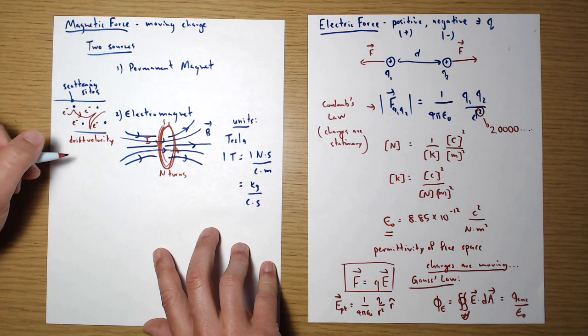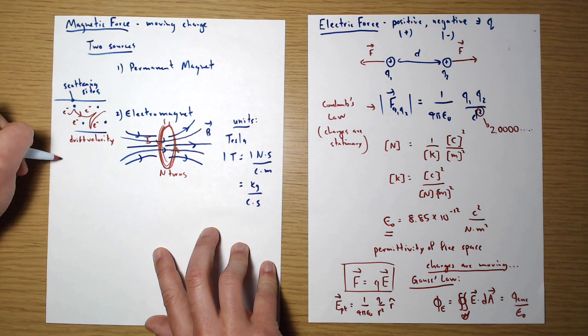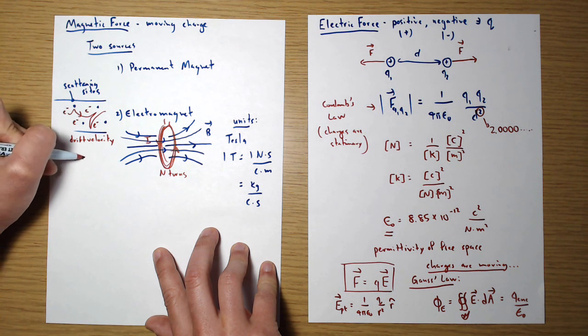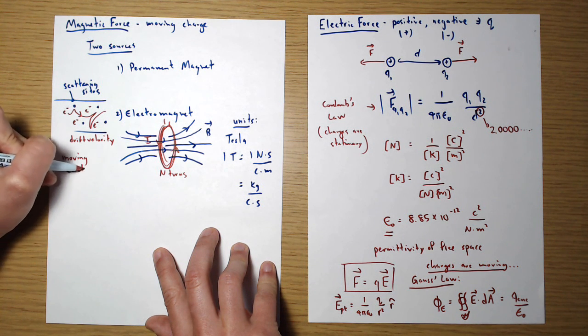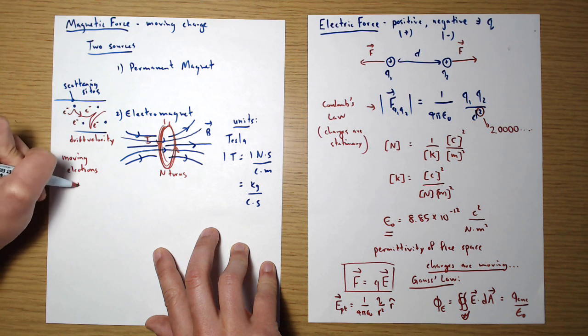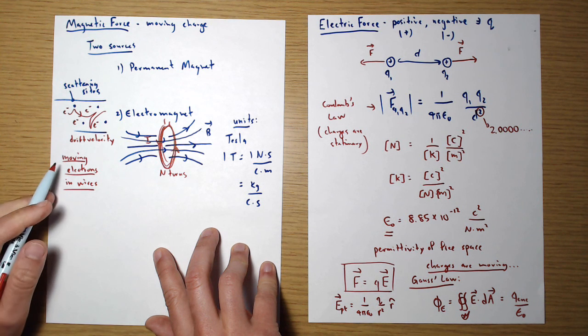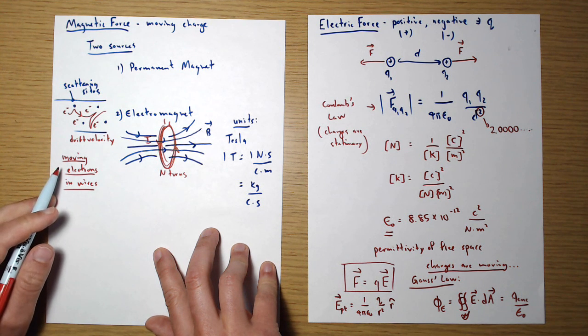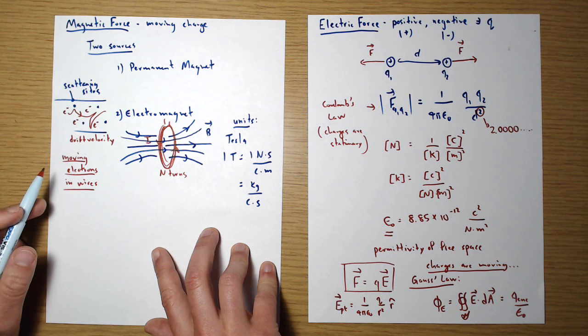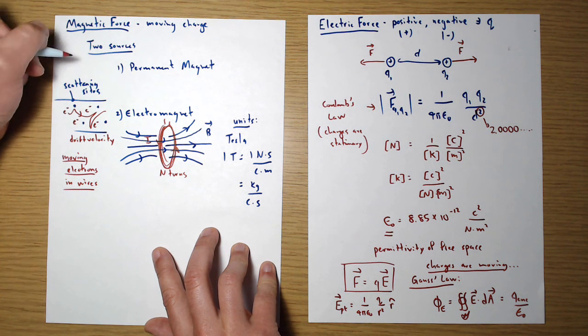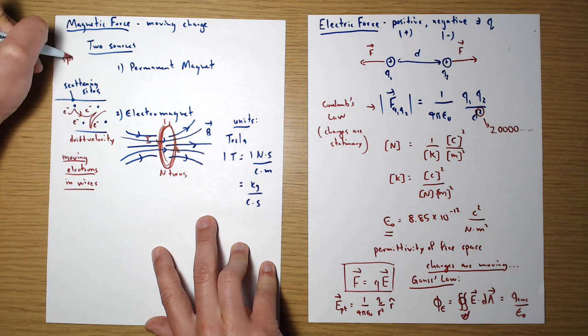So electromagnets are produced primarily by moving electrons in wires. All right, now what about permanent magnets? Well, permanent magnets are produced primarily by spinning electrons.